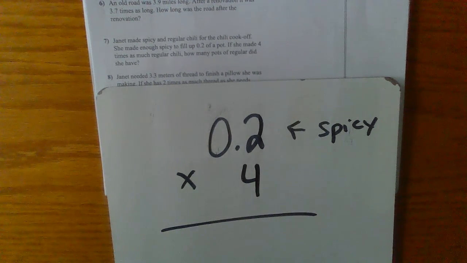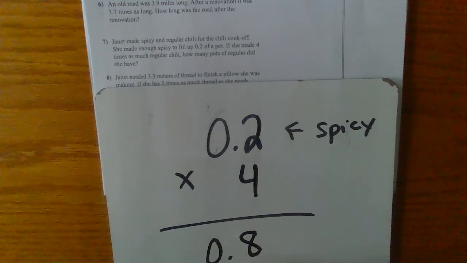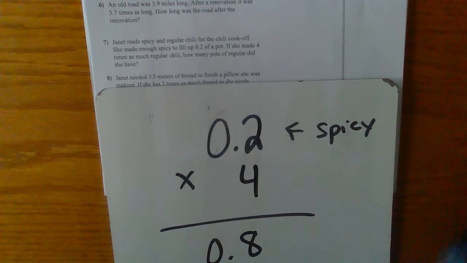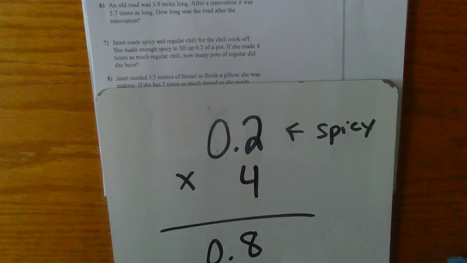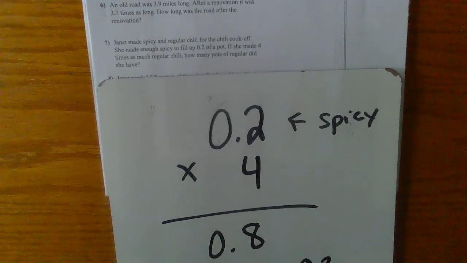2/10 of it spicy, 8/10 of it's regular. In general, she's making 4 times as much as her original batch. So now instead of 2/10 of it being spicy, 8/10 will be spicy. I could also do 2, 4, 6, 8, and just keep adding and just leave your decimal there. But when you're timesing by a whole, it is going to get bigger, but the decimal's still going to be there. It's not going to just get rid of that decimal.